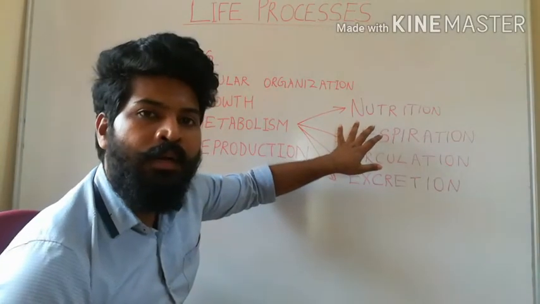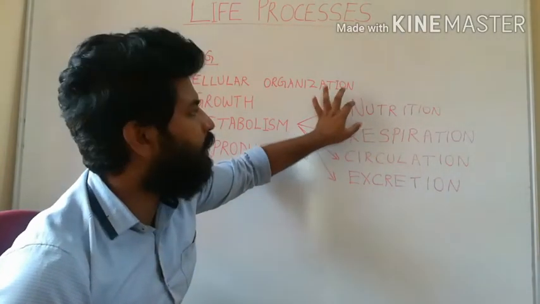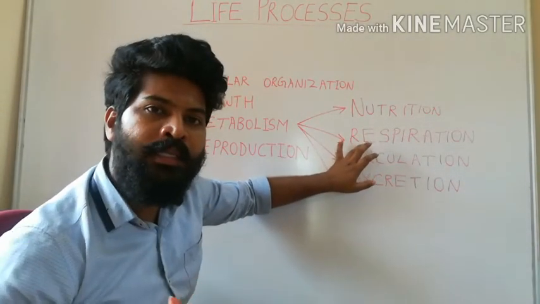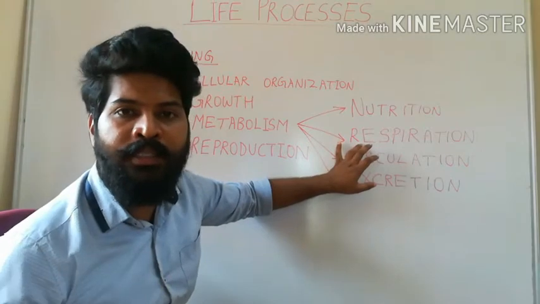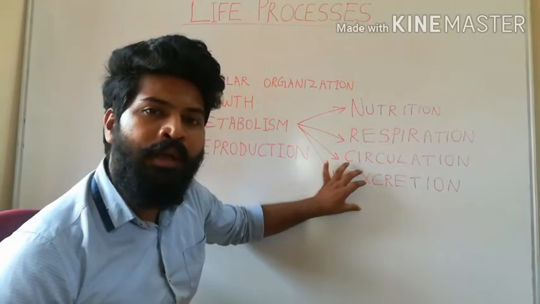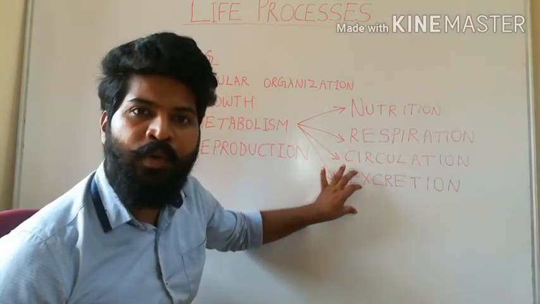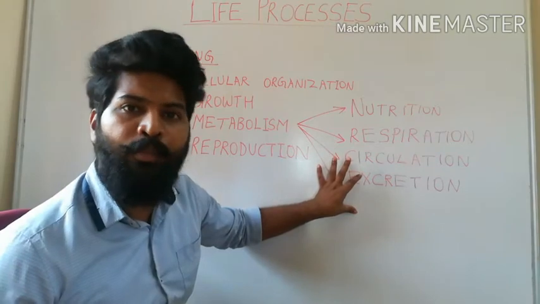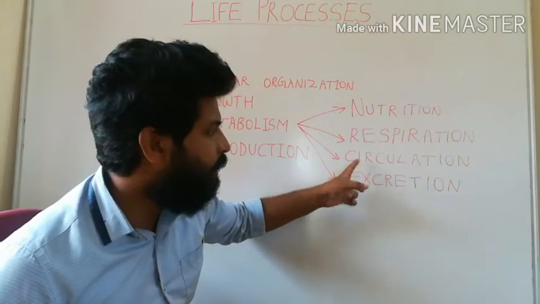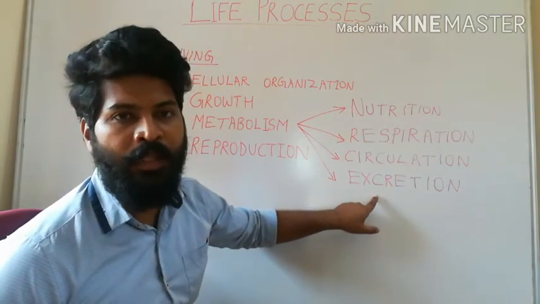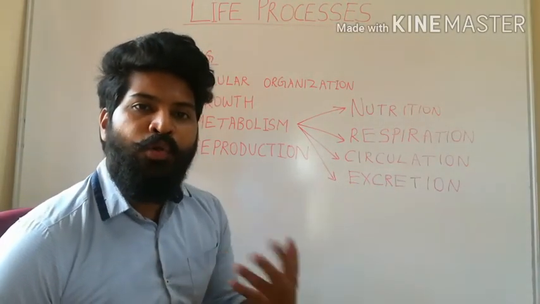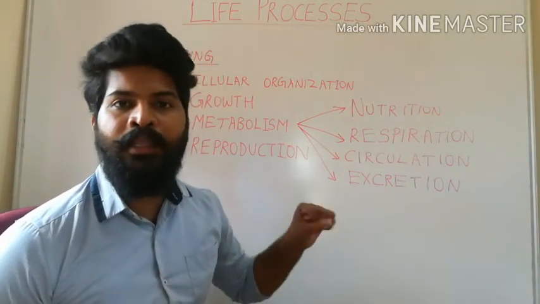Nutrition is the mode through which organisms obtain food. In respiration, this food is broken down to produce energy, which is required for all these processes. In circulation, important essential components are transported to different parts of the body. Not only that, the waste products are also collected and then sent to the excretion system. In the excretory system, the waste products are discarded and the useful substances are retained by the cells.